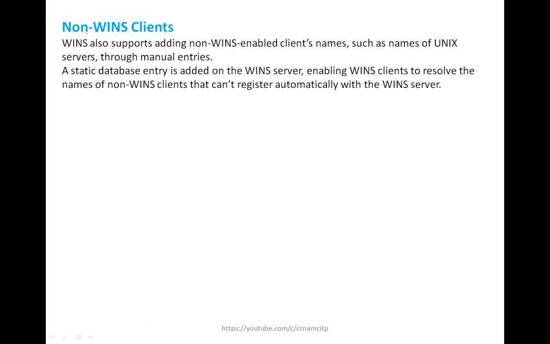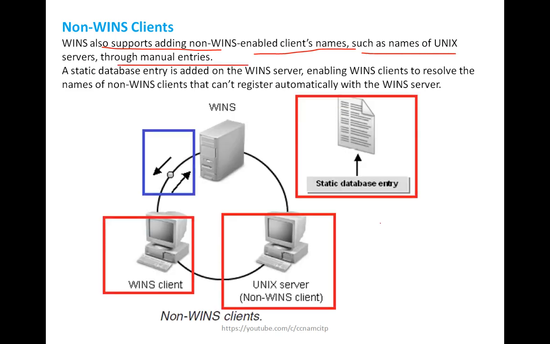Now what about the non-WINS clients here? For example, we have Windows, but we also have Linux or other operating systems. So WINS also supports adding non-Windows enabled client names, such as Linux and Unix servers, through manual entries. A static database entry is added to the WINS server, enabling WINS clients to resolve the names of non-Windows clients that cannot register automatically with the WINS server.